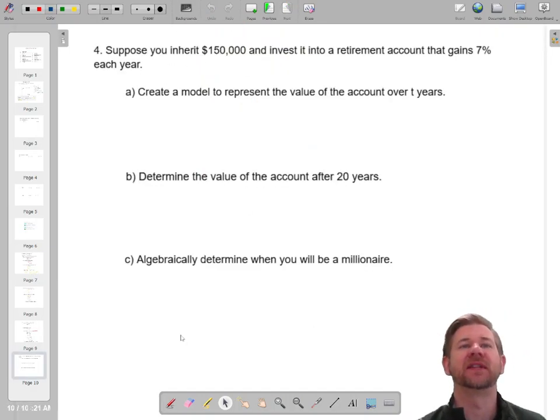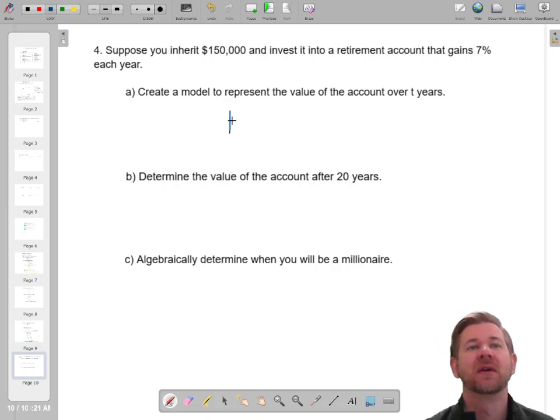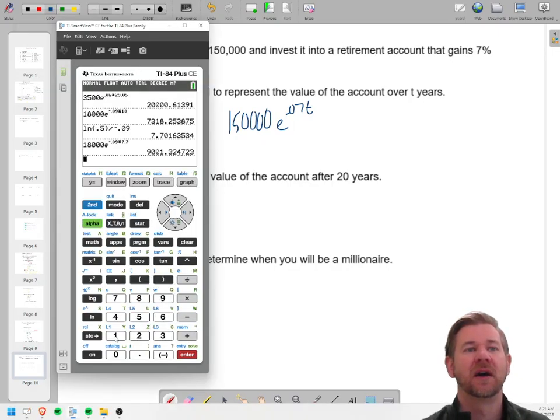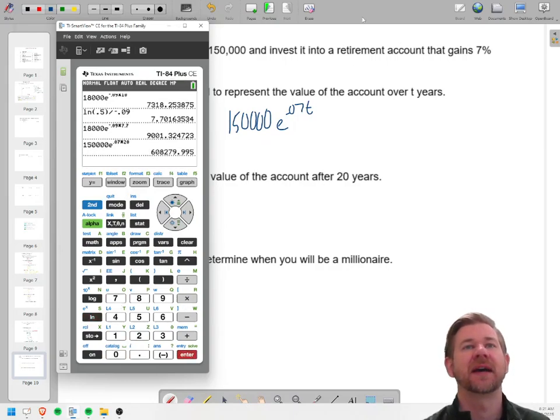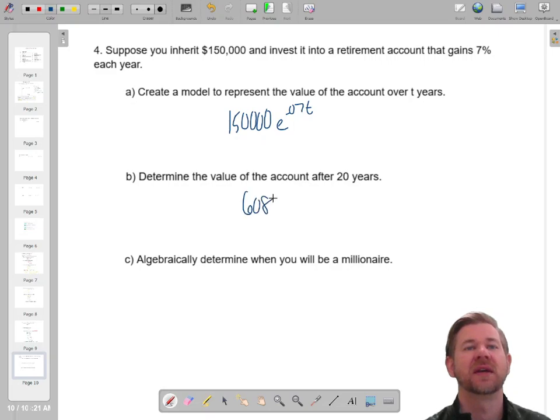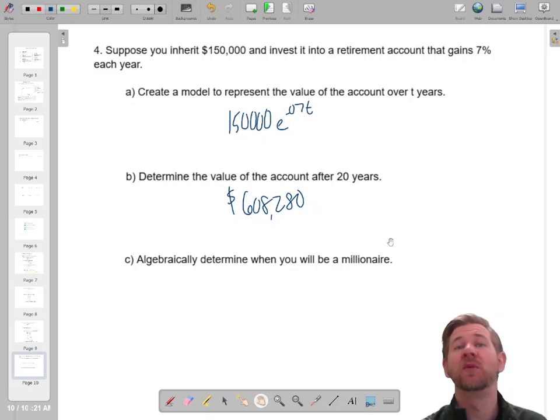Okay, suppose you inherit $150,000. So big money, 150,000 e to the 0.07t. That's easy. Now, if I want to find 20 years, 150,000. So you put this money aside, you leave it alone, you let it get big. 20 years later, how much money you got? Woo, 608,279.9. Well, you know what? We'll just round it up. Okay, 20 years, 600K. Sweet. Now, when will we be a millionaire?